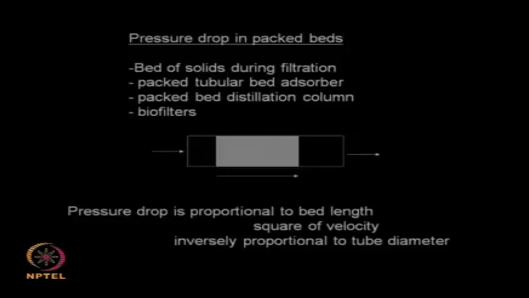Now pressure drop is proportional to many terms, like bed length. If the bed length is very large, then your pressure drop is going to be also very large. It will be a function of velocity, so if the velocity is large, pressure drop is large; velocity is low, pressure drop is low. Inversely proportional to tube diameter: if the tube diameter is very large, pressure drop is less; if the tube diameter is very small, pressure drop is high. So small tubes you will encounter higher pressure drops, large diameter tubes the pressure drop is less.